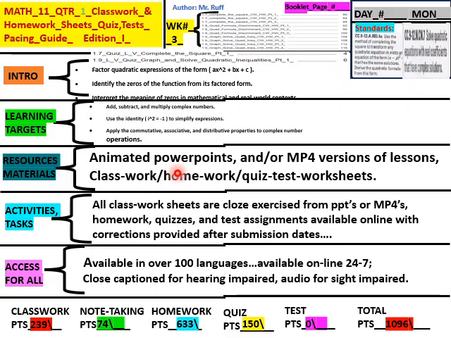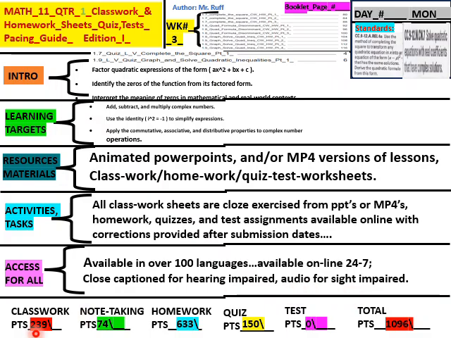Resources and materials: animated PowerPoints and/or MP4 versions of all lessons, classwork, homework, quizzes, tests, worksheets, activities, and tasks. All classwork sheets are closed exercises from PowerPoints or MP4s. Homework, quizzes, and test assignments are available online with corrections provided after submission dates. And then access for all: available in over 100 languages, online 24/7, closed caption for the hearing impaired, audio for the sight impaired.